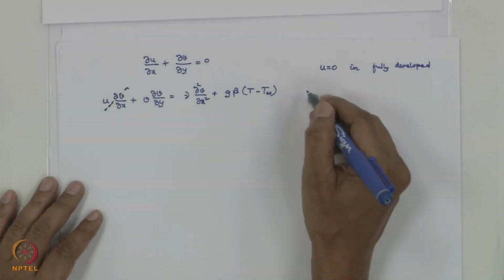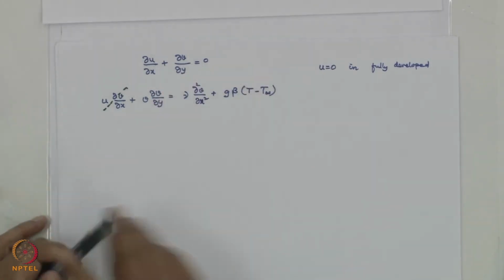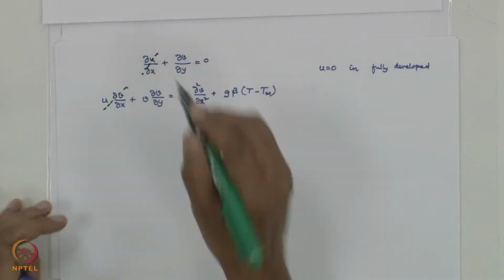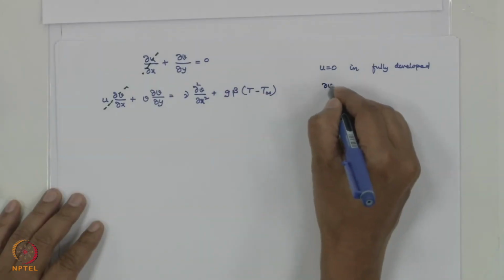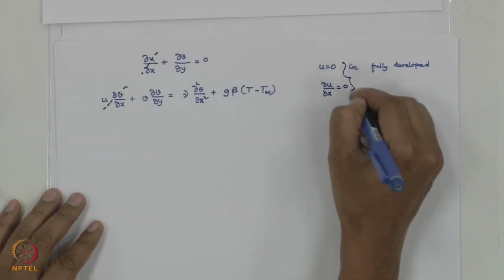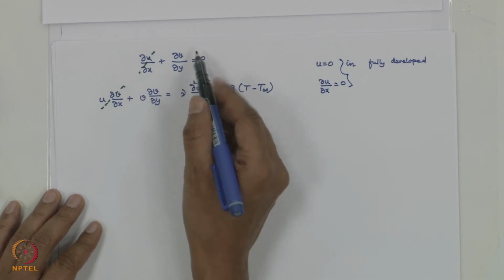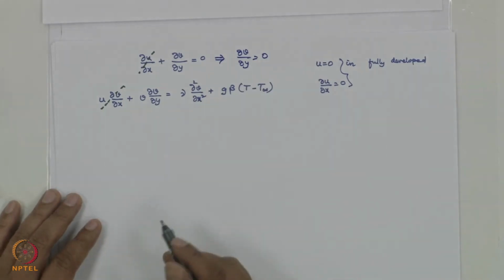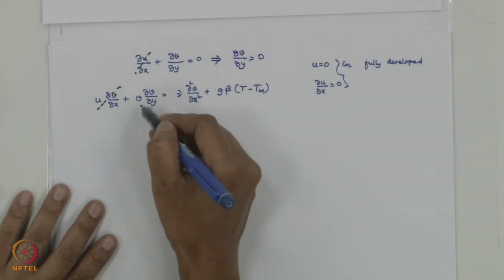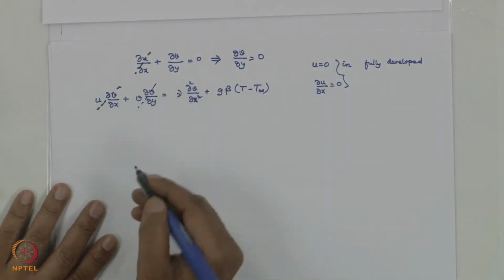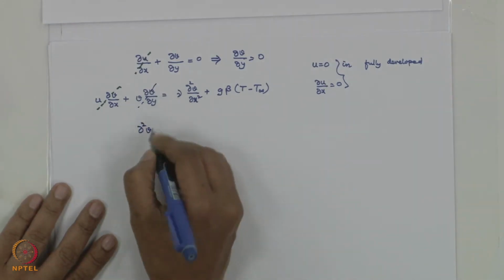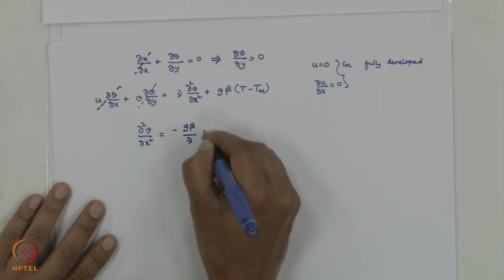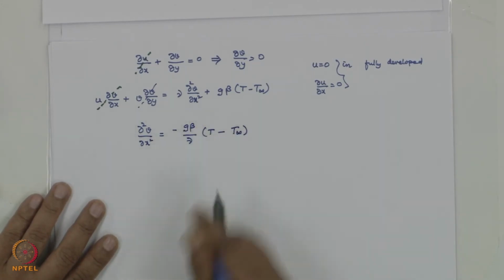Also in the fully developed region del u by del x is 0 because velocity is invariant with x. So del u by del x is 0, which implies del v by del y is also 0. So I get del squared v by del x squared equal to minus g beta by nu (T minus T infinity).